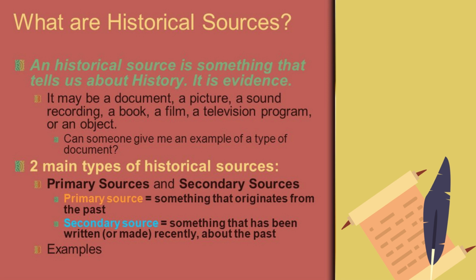What are historical sources? A historical source is something that tells us about history. It is evidence. It may be a document, a picture, a sound recording, a book, a film, a television program, or an object. There are two main types of historical sources: primary sources and secondary sources. A primary source is something that originates from the past. A secondary source is something that has been written or made recently about the past.